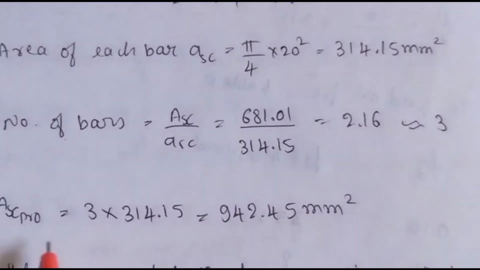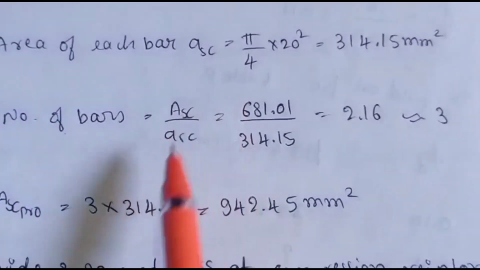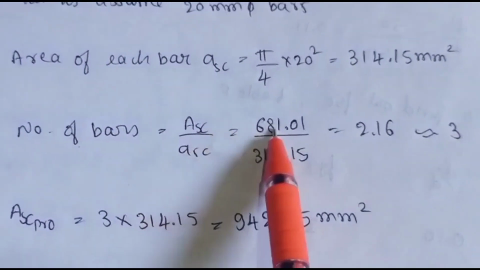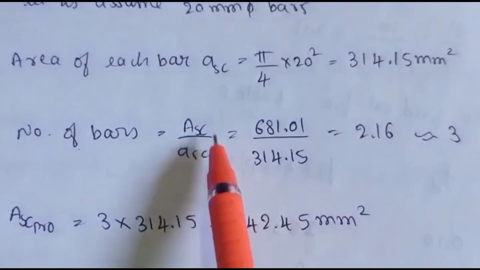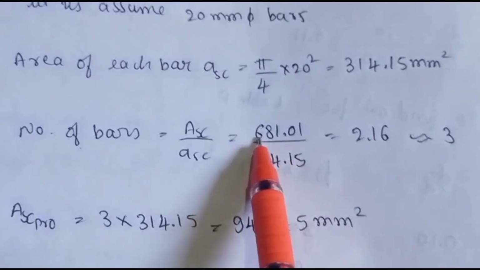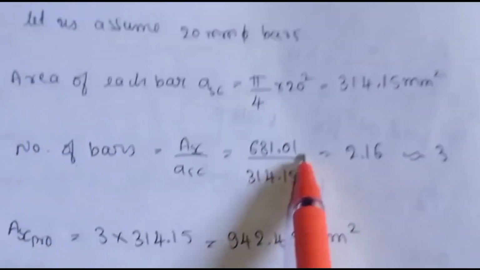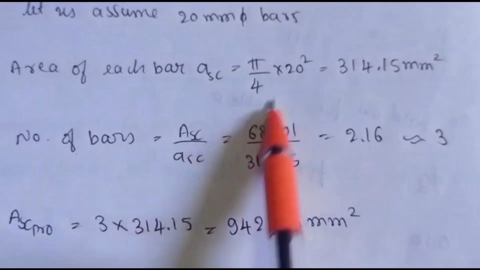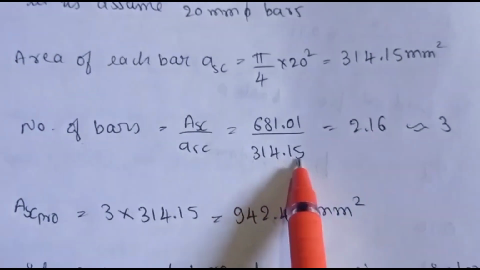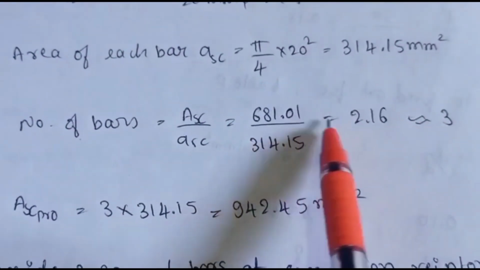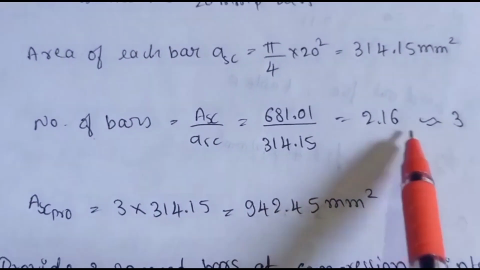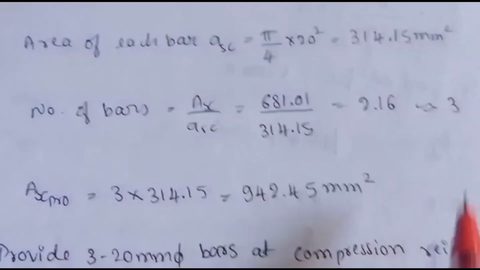Now we'll calculate the number of bars. For this, Asc divided by small asc, the area of compression reinforcement which we have calculated just now, 681.01, divided by the area of each bar, 314.15. Simplifying this, we get 2.16. We cannot provide 2.16, so I'm taking three bars.